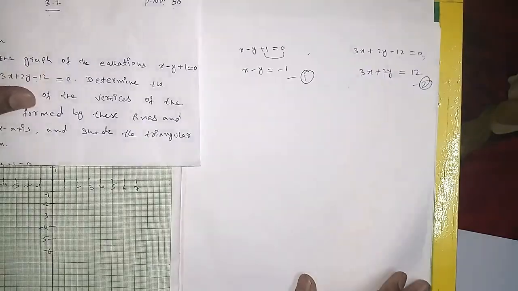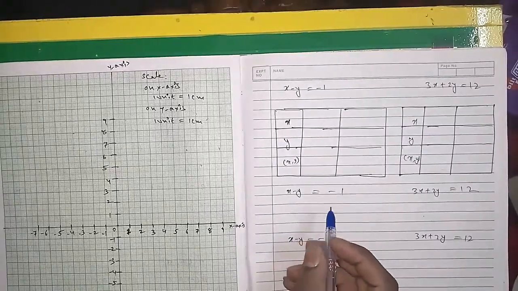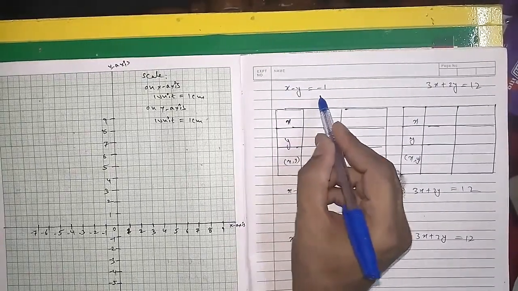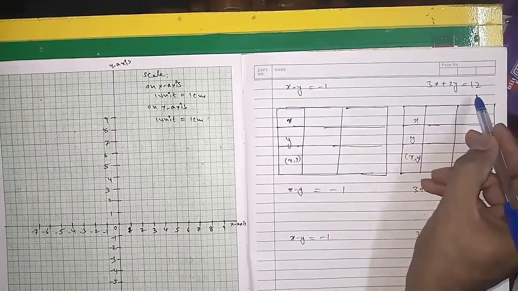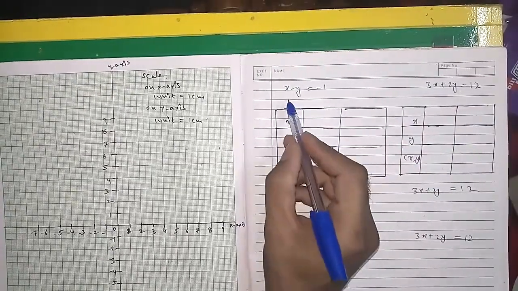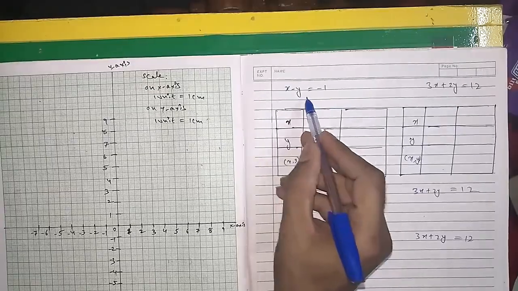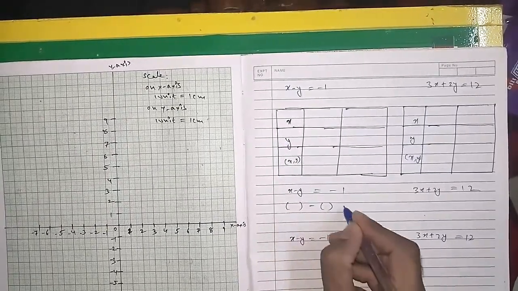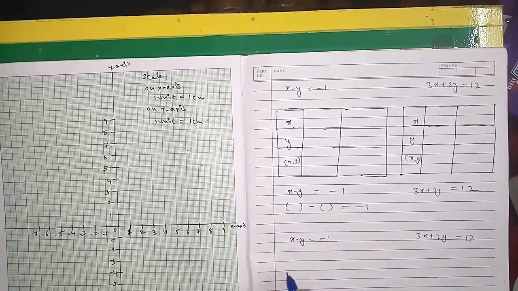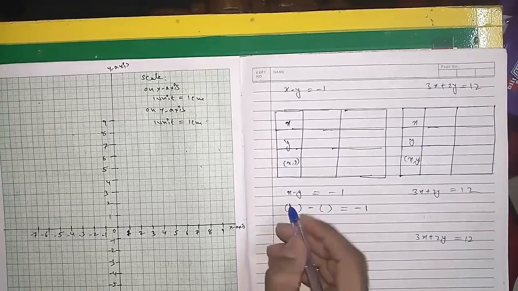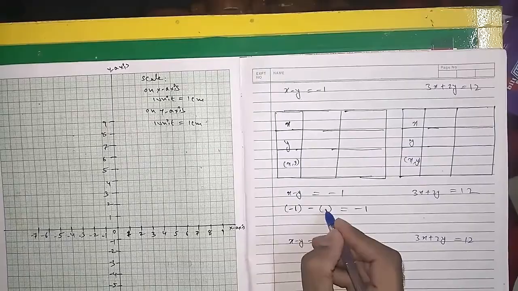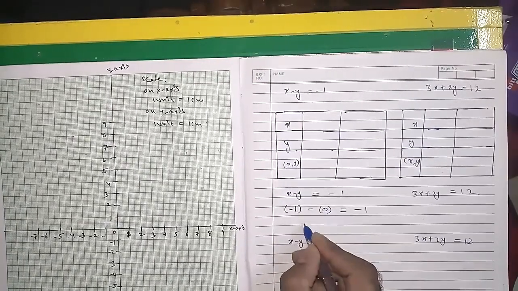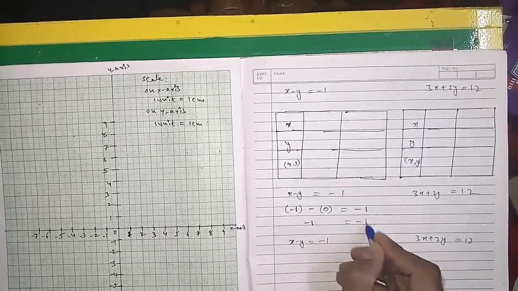Now we will do it in the graph. We have formed the two equations, x minus y is equal to minus 1 and 3x plus 2y is equal to 12. Now what should we put at the place of x and y? The answer should be minus 1. Can I take at the place of x minus 1 and at the place of y 0? It will be minus 1 is equal to minus 1.